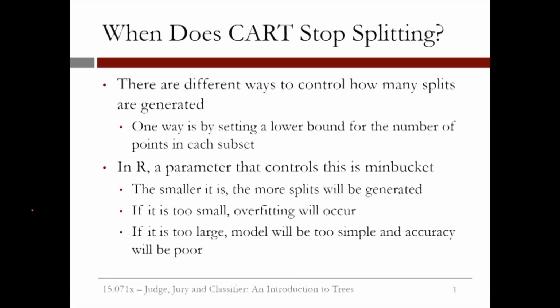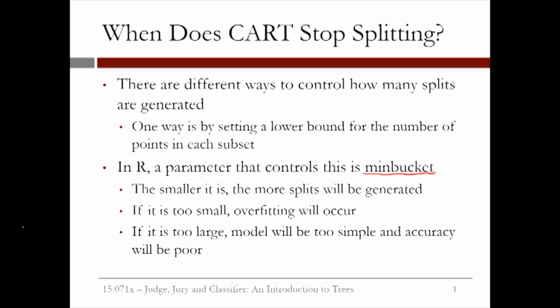In the previous video, we generated a CART tree with 3 splits. But why not 2, or 4, or even 5? There are different ways to control how many splits are generated. One way is by setting a lower bound for the number of data points in each subset. In R, this is called the minbucket parameter, for the minimum number of observations in each bucket or subset.